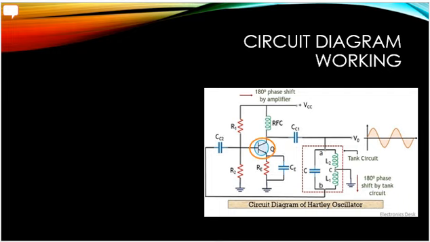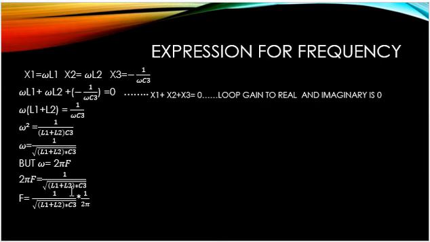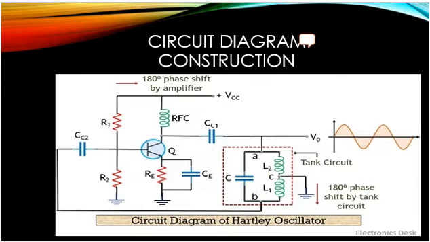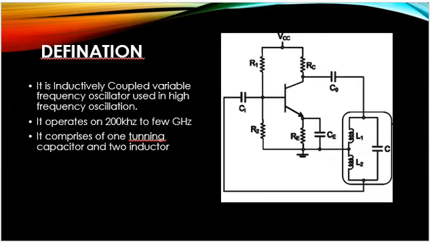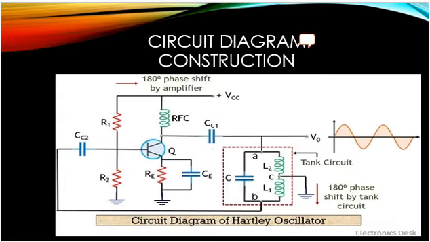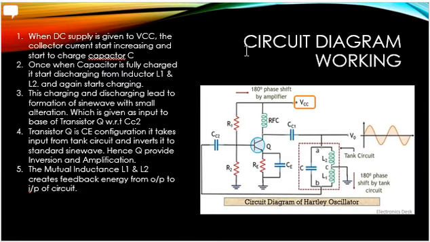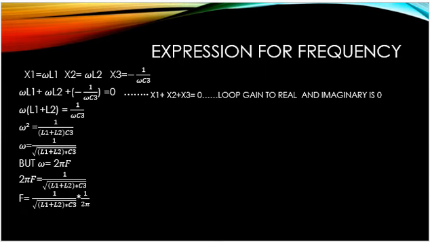Okay, next parameter is the expression of frequency. So this we have already covered. First of all, the definition, we already covered the definition. Then the circuit diagram, and the working, you can see over here the working. Now, this will give you around 5 marks, but to cover the other marks we need to write down the expression of the frequency.